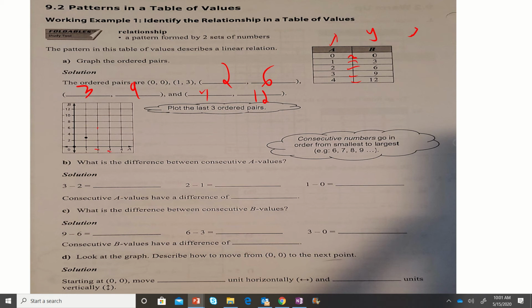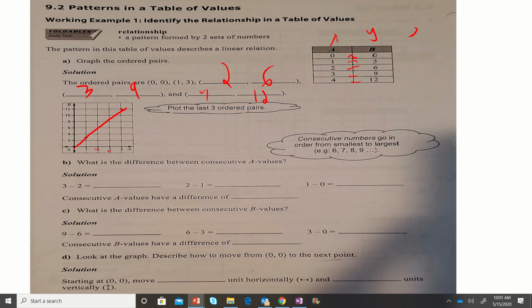We're going to go to 3 here, we're going to go to 9, and we're going to plot our point. Finally, we're going to go to 4, and we're going to go to 12, and we're going to plot our point. As you can see, that is a linear relation graph. We have a straight line, and it follows a pattern as we can see.